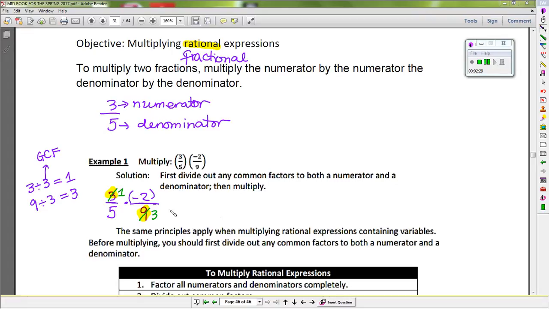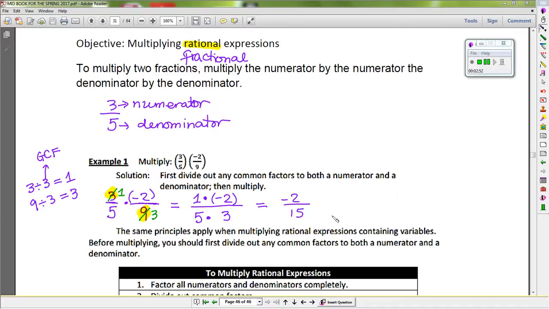Next, you multiply numerator by numerator. So you have 1 times negative 2, and then your denominator, you will have 5 times 3. 1 times negative 2 gives you negative 2, and 5 times 3 gives you 15. So that will be the answer, or the product of the two fractions in this case.